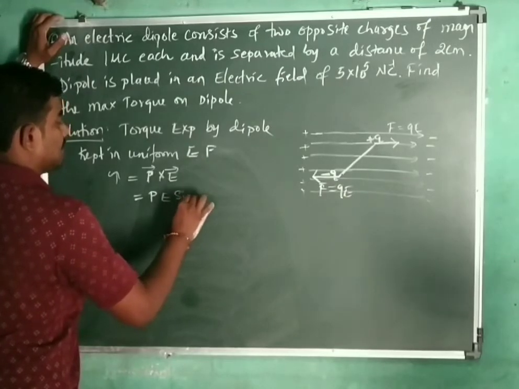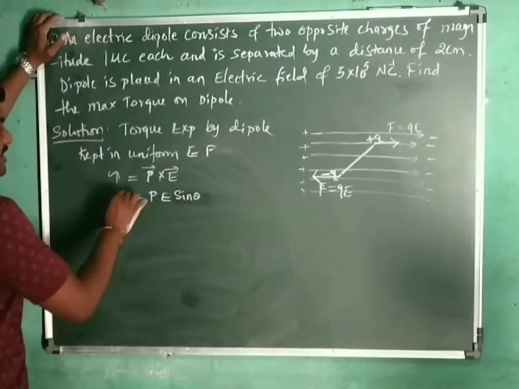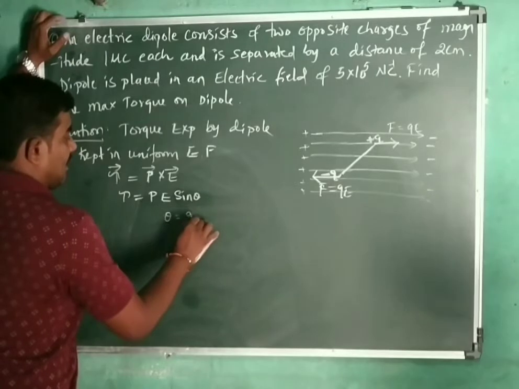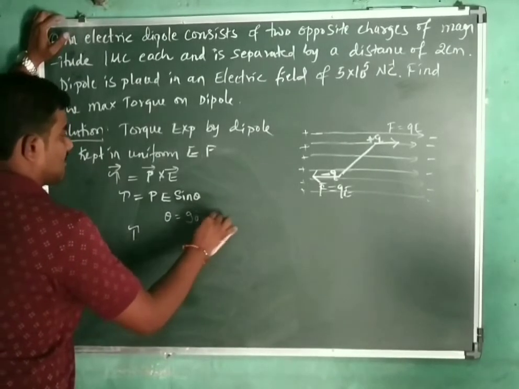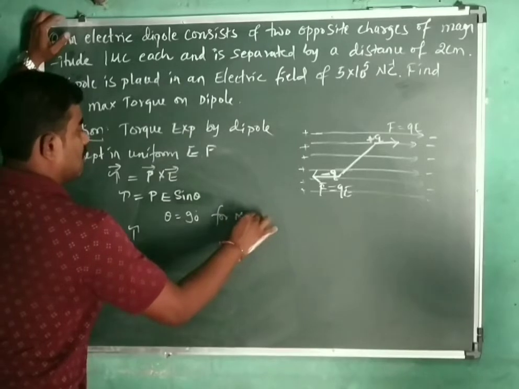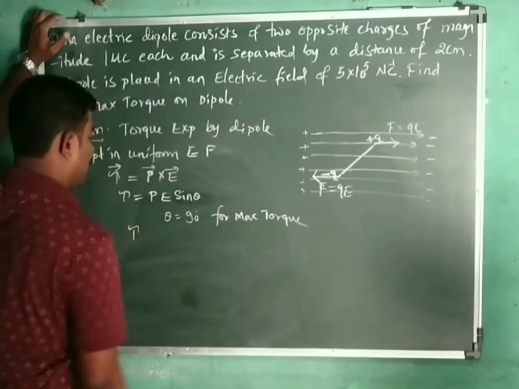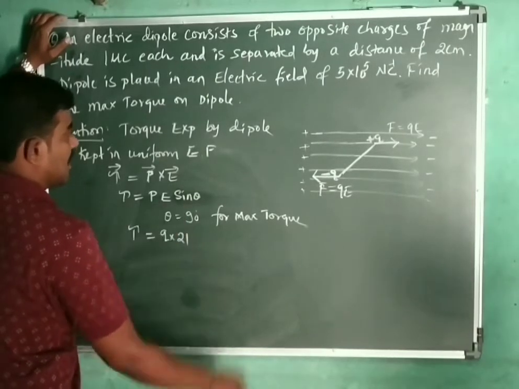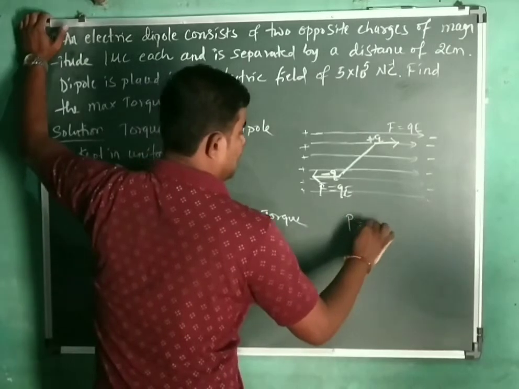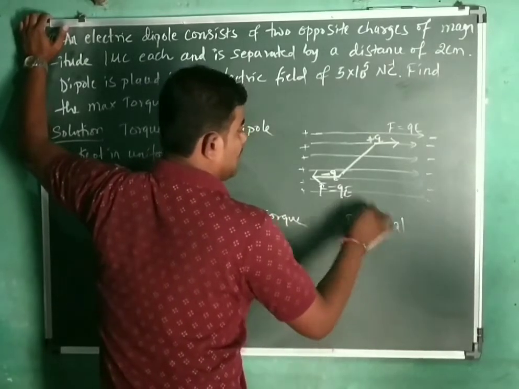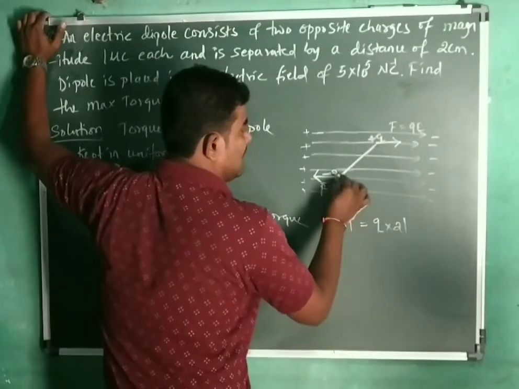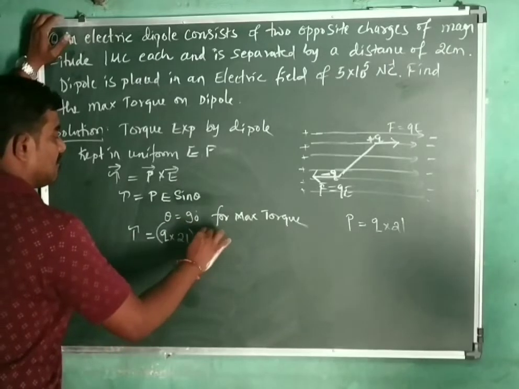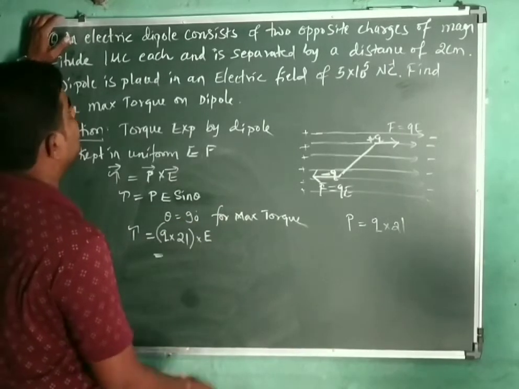Cross product of two vectors always results in a vector again, okay, and see, if theta is equal to 90 degree, then and only then torque is going to be maximum, for maximum torque, tau is equal to PE. P value is what? Q into 2L, because dipole moment is equal to what? Dipole moment is equal to Q into 2L. Q is magnitude of either charge and 2L is separation between the charges, therefore Q into 2L, and E is electric field, therefore Q value we know it is given.